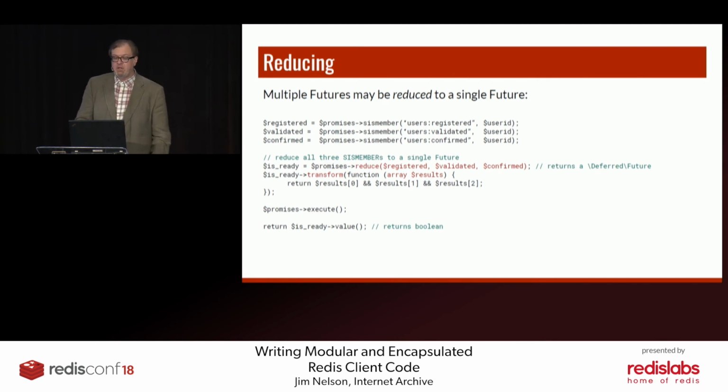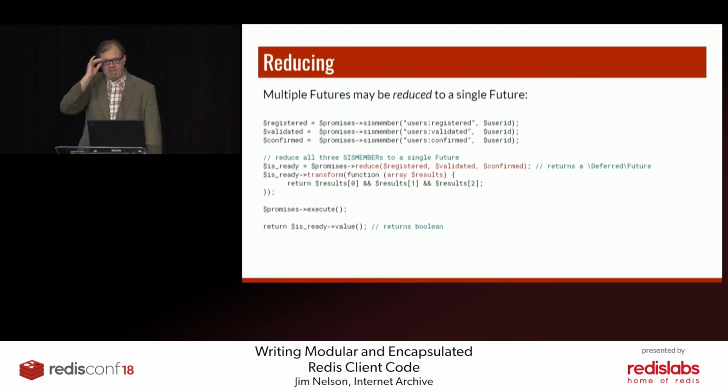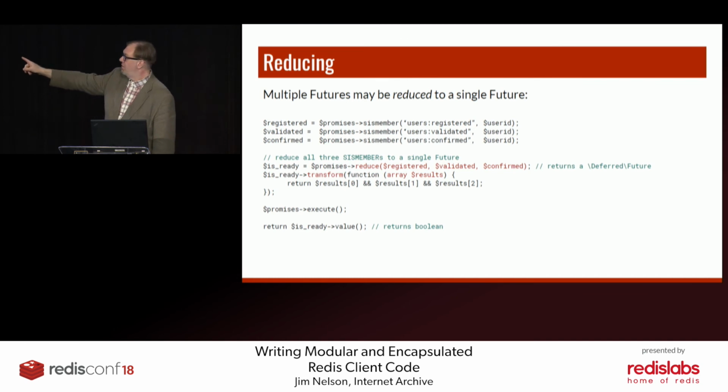And then finally, you can reduce several futures into a single future. As an example here, let's imagine in your application, your users have 3 different states. They can be registered, they can be validated, they can be confirmed, whatever the semantics of those terms mean. And so you have a call where you want to know, are they all 3 of those? Have they gone through all 3 steps? So you might use the sIsMember Redis call to say, is this user a member of these 3 different sets, and all 3 of them produce a separate future. So then you go back to the promises object and you can reduce all 3.